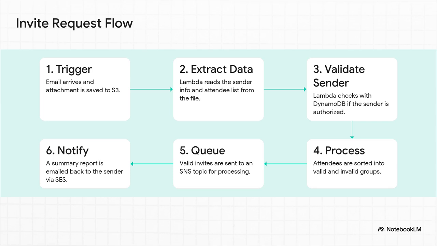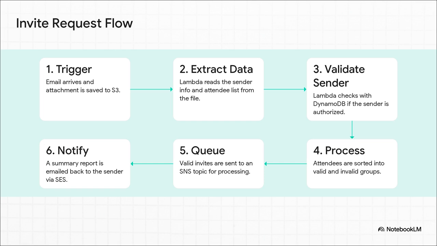It's like this perfectly choreographed dance. It all starts when the email lands and that attachment gets saved. That action instantly wakes up Lambda, the brain. The first thing Lambda does is go to DynamoDB, the security guard, and asks, hey, is this sender authorized? If the answer is yes, Lambda gets to work.